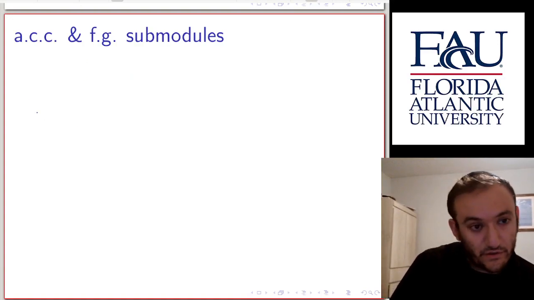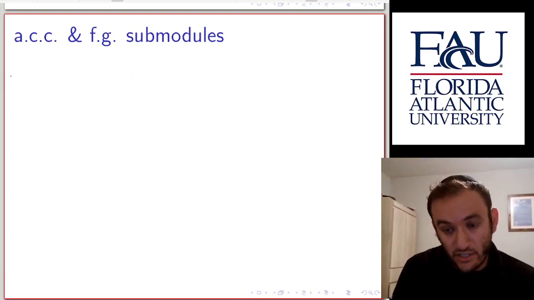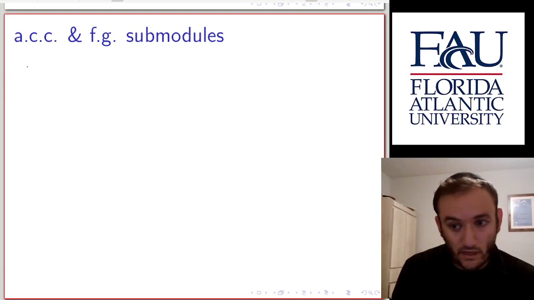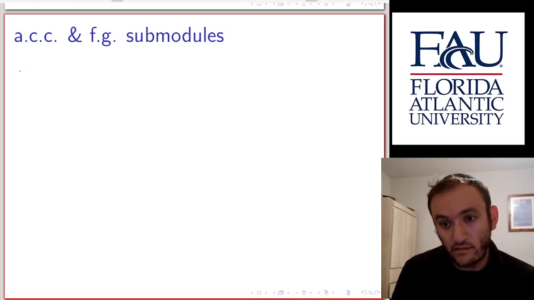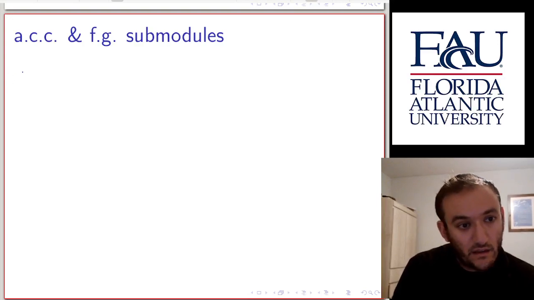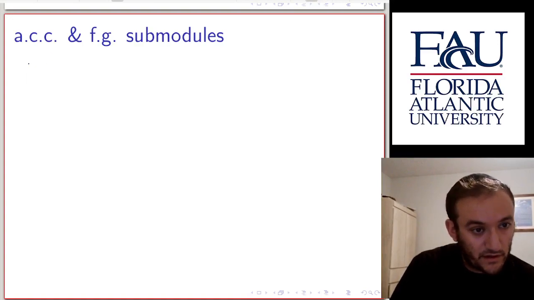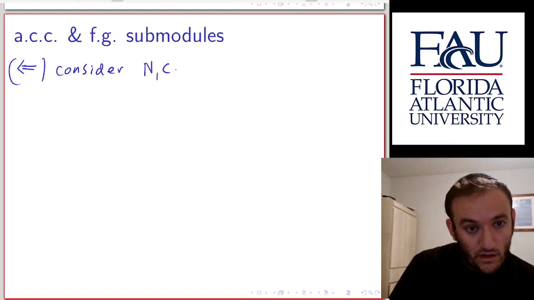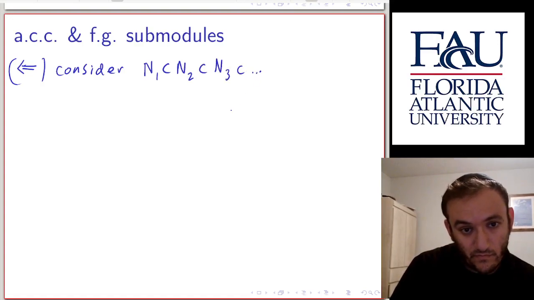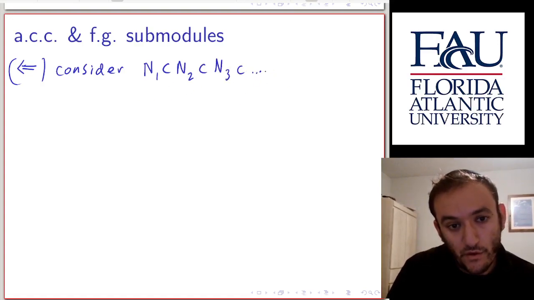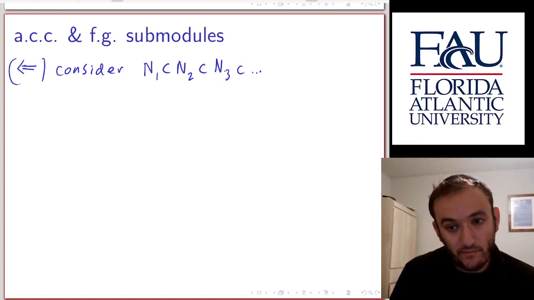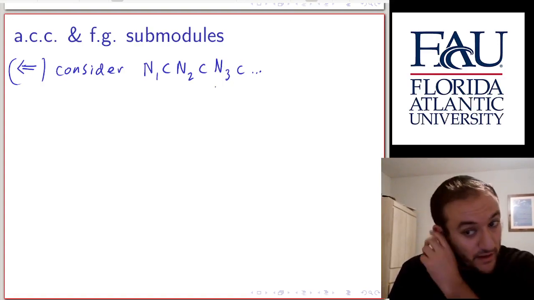In the other direction, if we're saying that every submodule is finitely generated, then we want to show that the ascending chain condition is satisfied. So this is the other direction. Consider N1 contained in N2, contained in N3, etc. So we can basically take the direct sum of all of these modules.